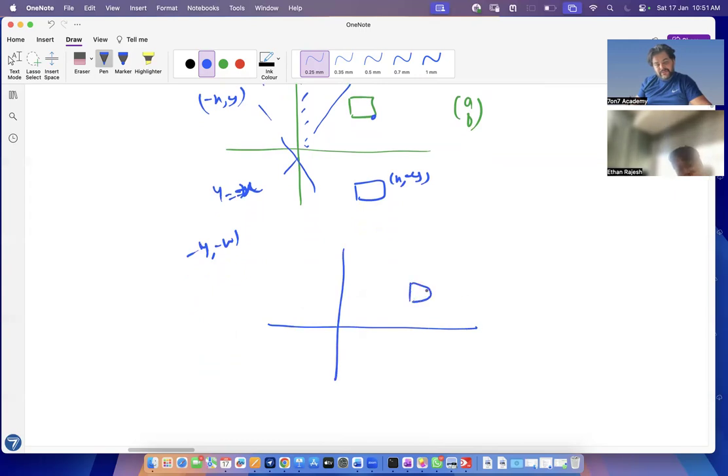Just like this is object (x, y), if I rotate 90 degrees clockwise around the origin, so this will become what?